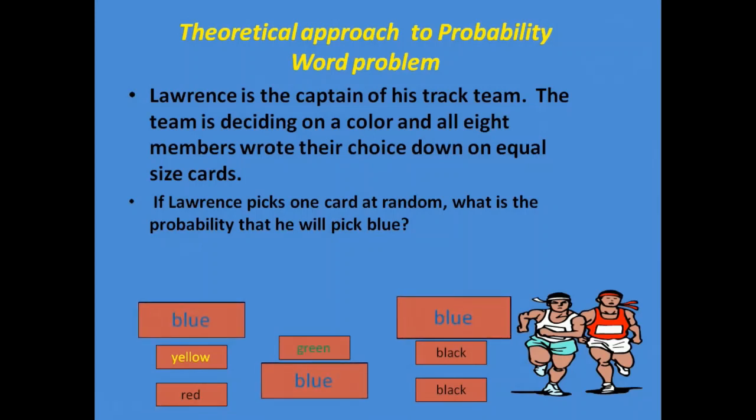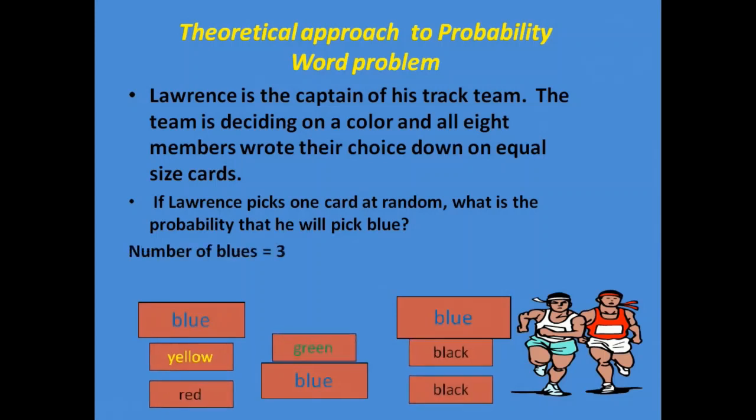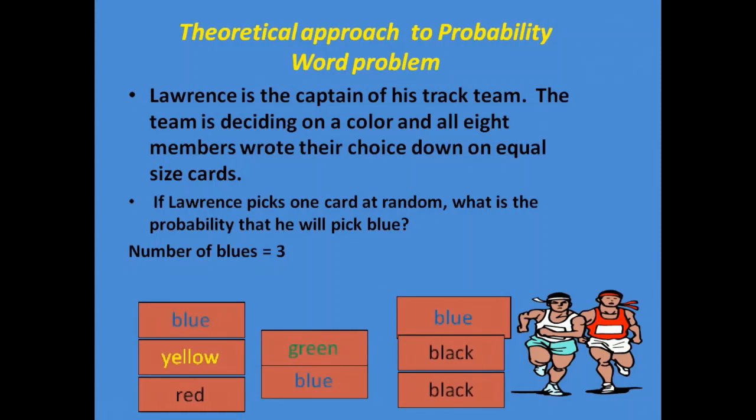So these 3 cards are blue. Number of blue cards is 3. Number of total possible outcomes is 8. Total cards are 8. So here we go. The probability is 3 over 8. Or we can also write it in decimal, that is 0.375, or in percentage it is 37.5%.